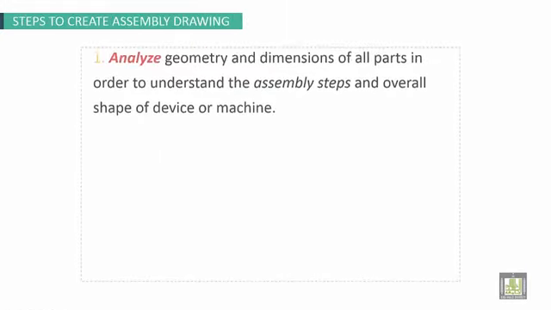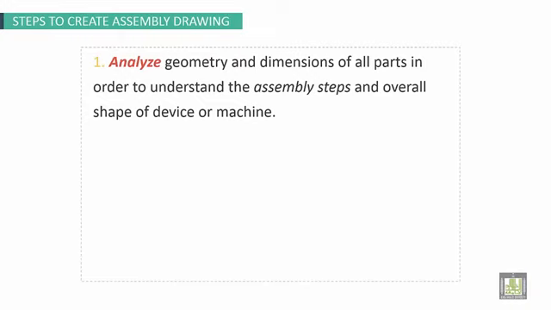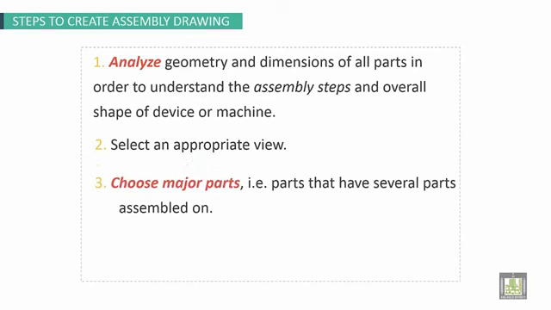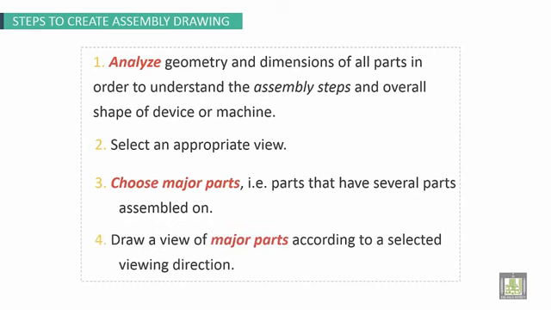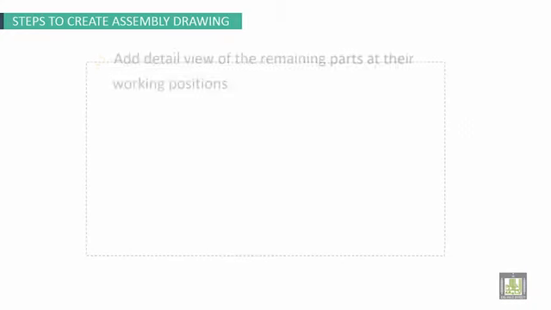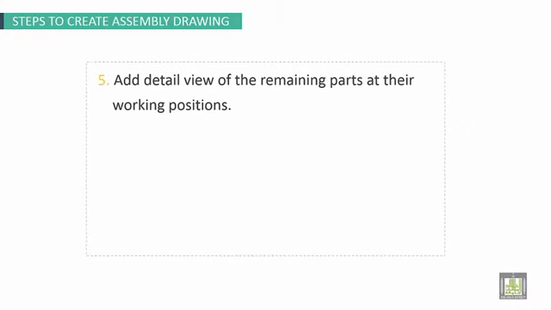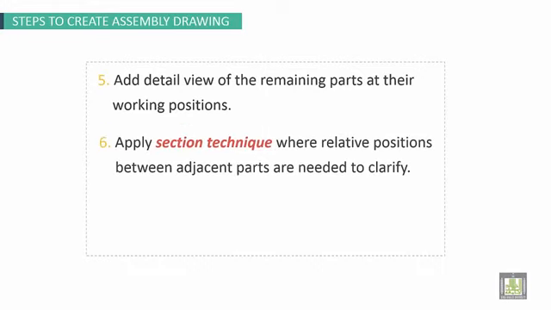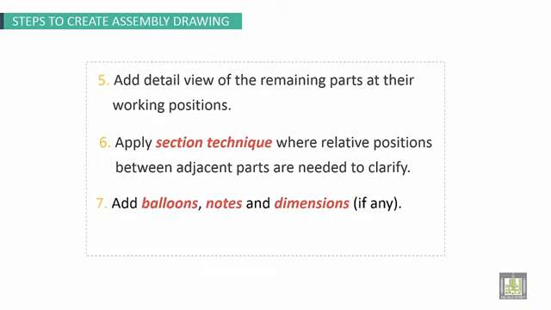Steps to create assembly drawing. First, analyze geometry and dimensions for all parts in order to understand the assembly steps and overall shape of device or machines. Second, select an appropriate view. Third, choose major parts. That means parts that have several parts assembled on. Finally, draw a view of major parts according to a selected viewing. This is point number 4. Point number 5, add detailed view of the remaining parts at their working position. 6, apply section technique where relative positions between adjacent parts are needed to clarify. Number 7, add balloons, notes, and dimensions if any. Number 8, create bill of materials.